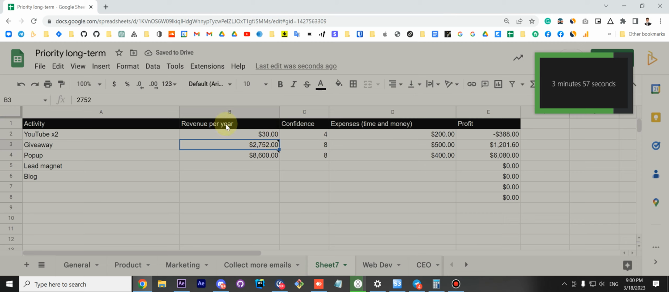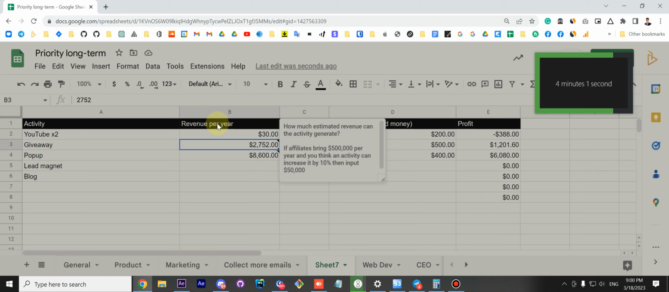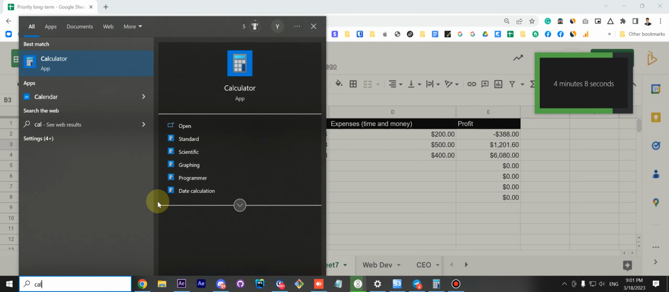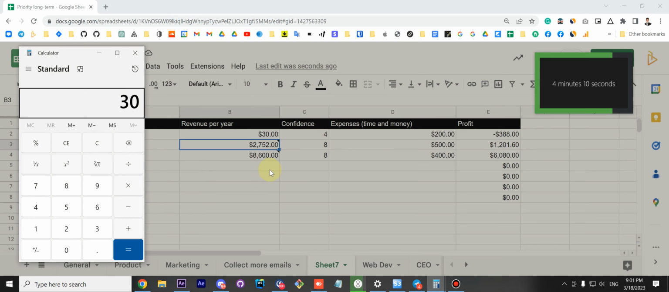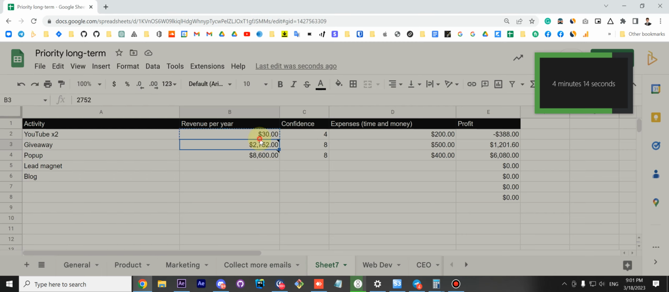And I usually calculate per year since it's easier to see the impact. So I was referring to 30 emails per day. Let's just multiply it by a year.